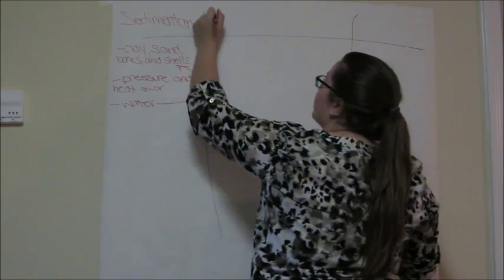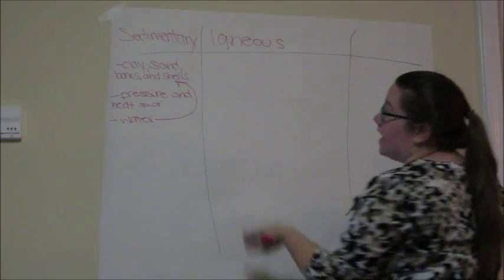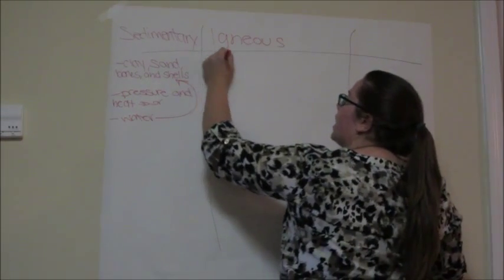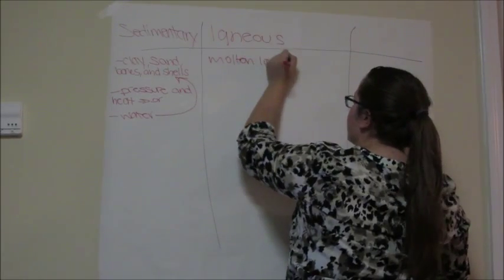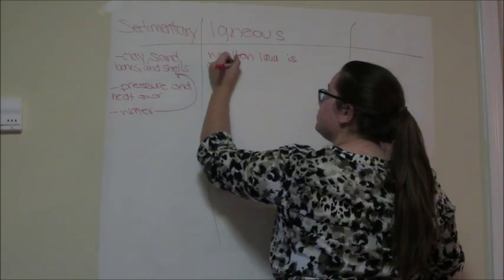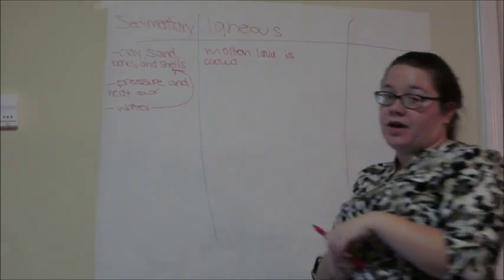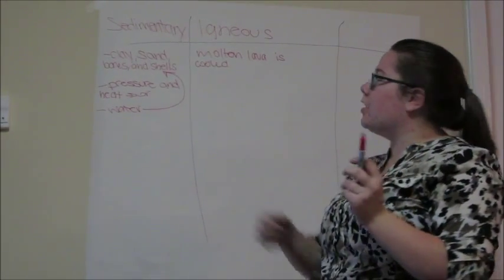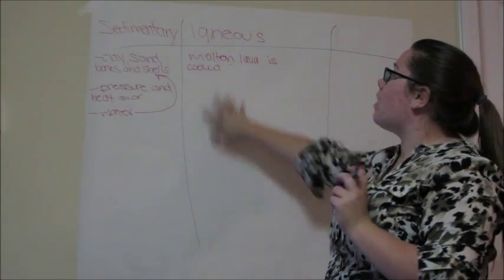Then we're covering igneous. Igneous is formed when molten lava is cooled. Okay, molten lava is cooled, and the rate the lava cools is also a factor in the crystal structure that the rock or mineral has.